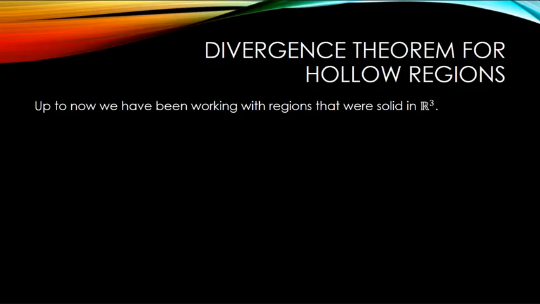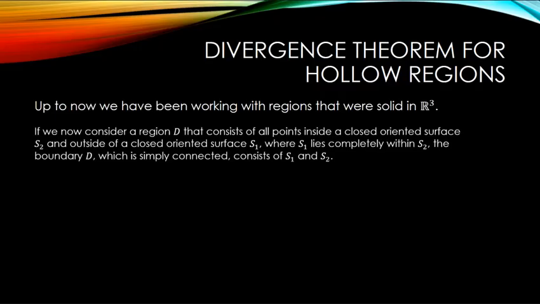Everything we've done up till now has assumed that my regions were solid in R3. Now I want to consider a region D that consists of all points inside a closed oriented surface that I will call S sub 2, and outside of a closed oriented surface I will call S sub 1, where S sub 1 lies completely within S sub 2. The boundary, which is simply connected, consists of S sub 1 and S sub 2.